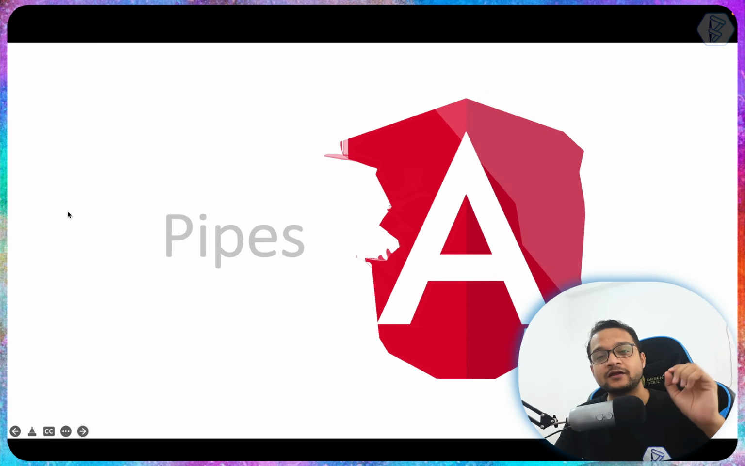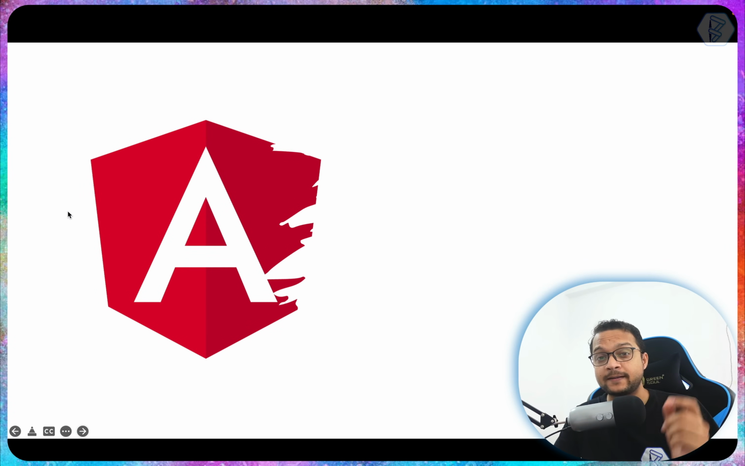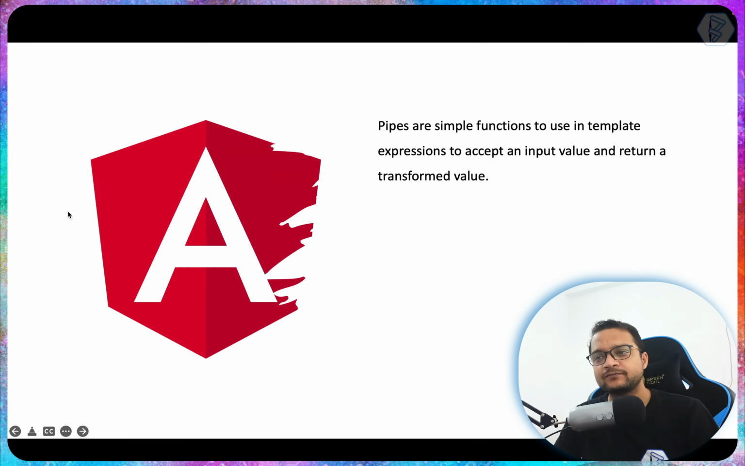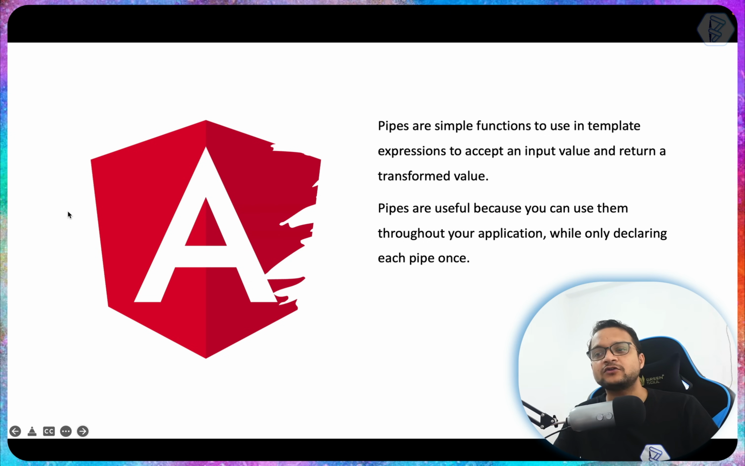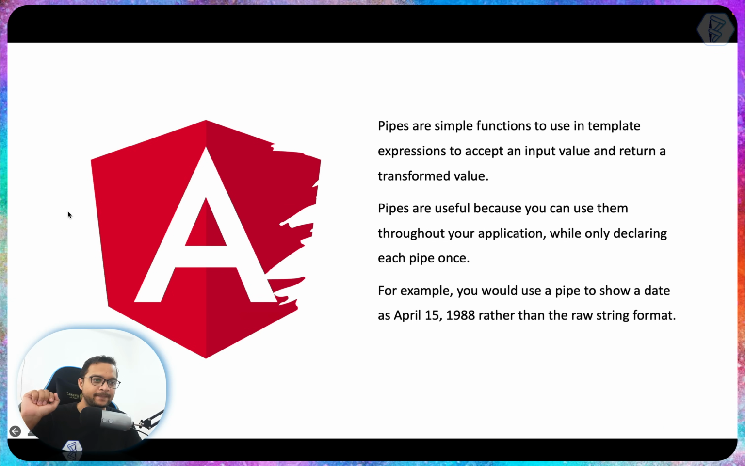Now let's talk about another amazing topic in Angular called pipes. So what are pipes? Pipes are simple functions to use in template expressions to accept an input value and return a transformed value. Now what is a transformed value? Pipes are useful because you can use them throughout your application while only declaring each pipe once. That's really great. Only define once and use it everywhere. For example, you can use a pipe to show a date as April 15, 1988 rather than a raw string of the date. So you can transform it accordingly.